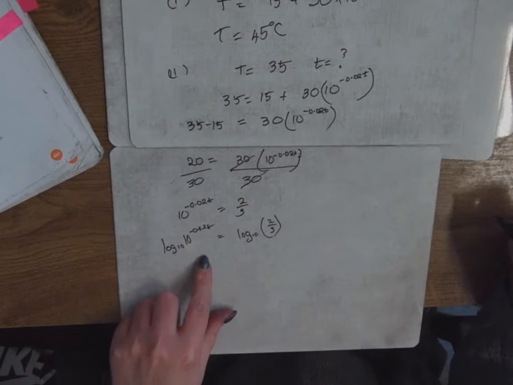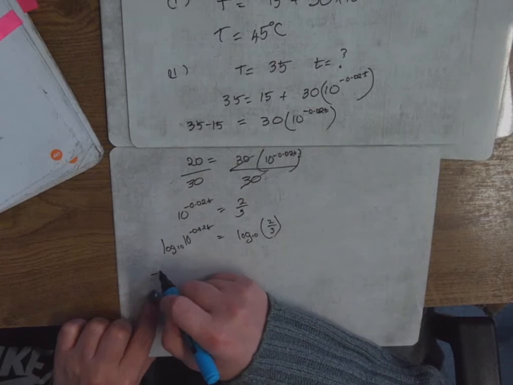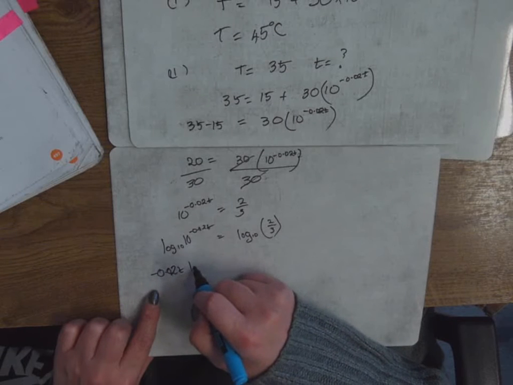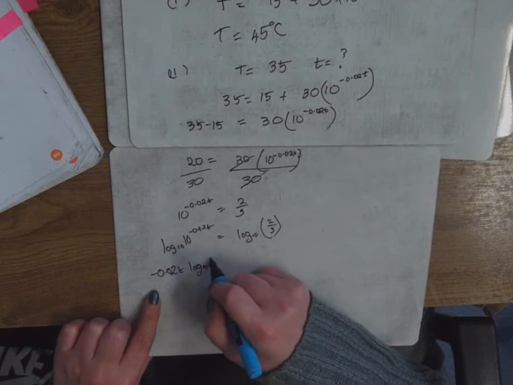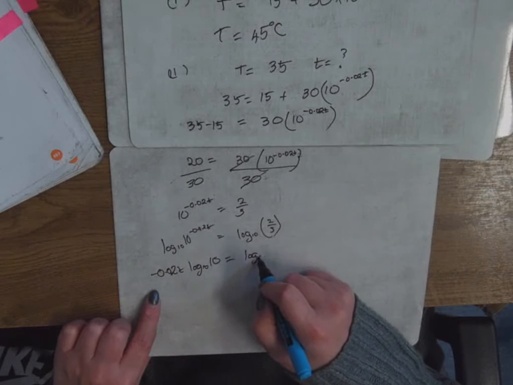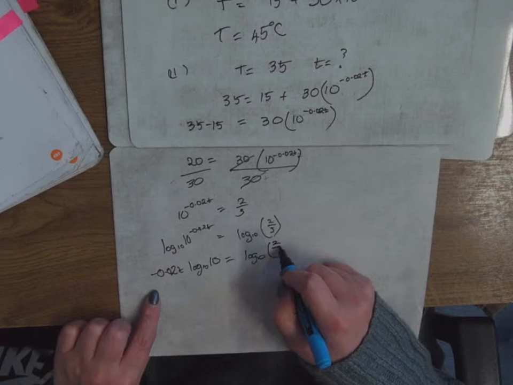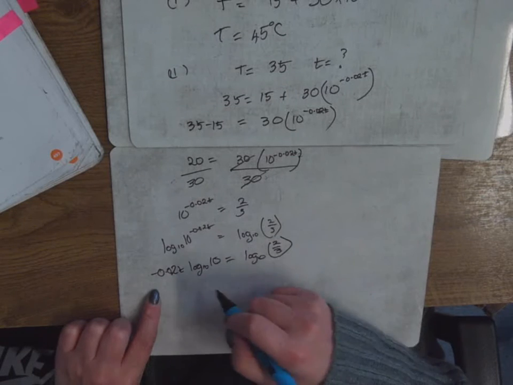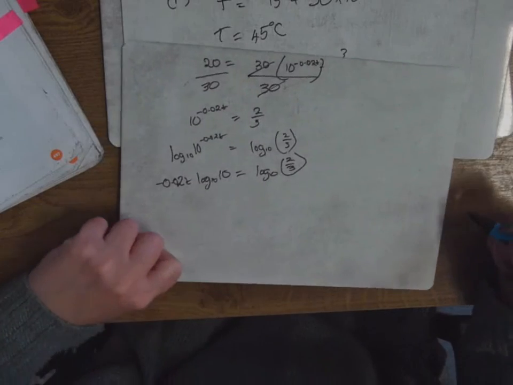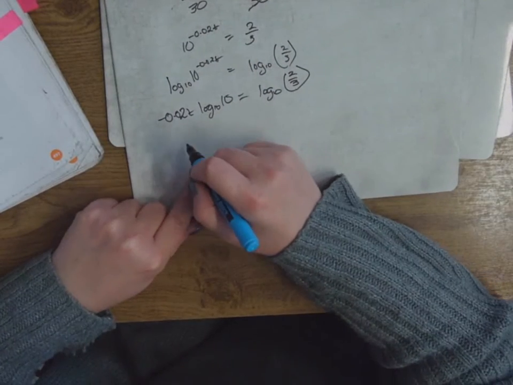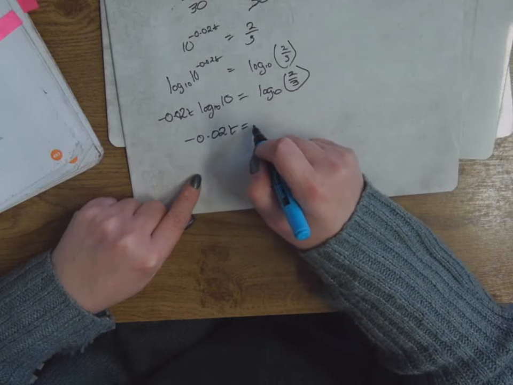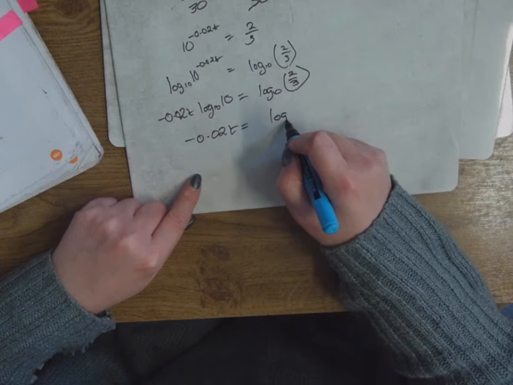Over here I can bring the power down in front, so it's minus 0.02 T log to the base 10 of 10 equals log to the base 10 of 2/3, and log of 10 to the base 10 is 1. Is that okay? So that's just 1. So I'll get minus 0.02 T is equal to log of 2/3.